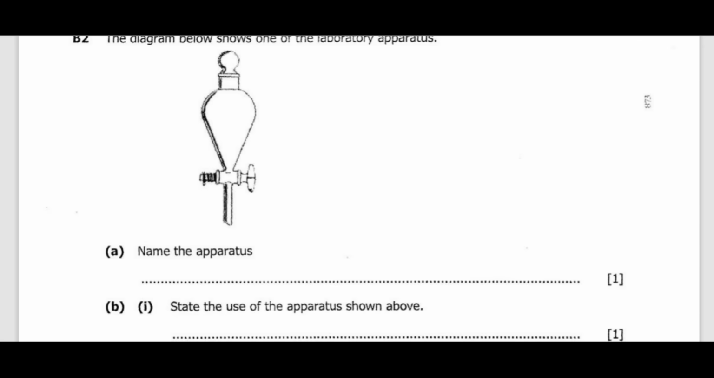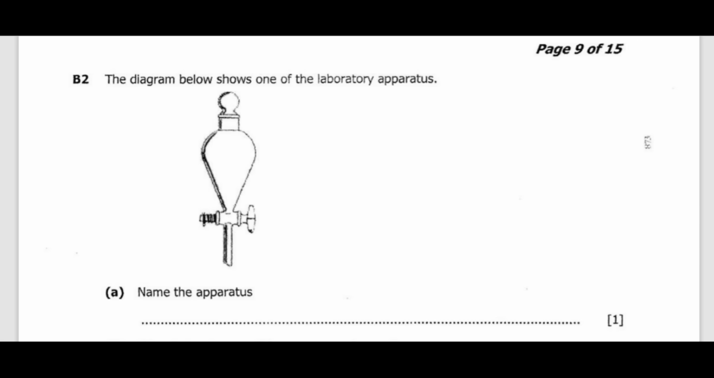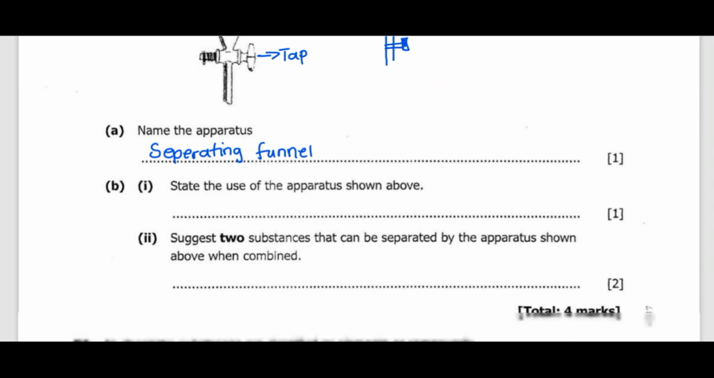Now let's move on to question B2. The diagram below shows one of the laboratory apparatus. So we can see that we have a tap here. Now you need to be careful. If you have something like this, this is the structure for a burette. Now whenever we have a shape like this and a tap, this is a separating funnel. Then you move on to B1.